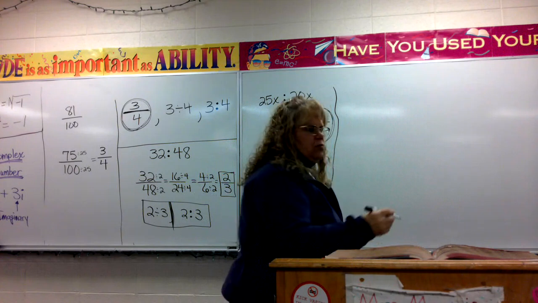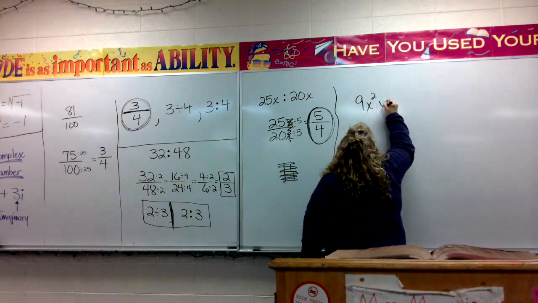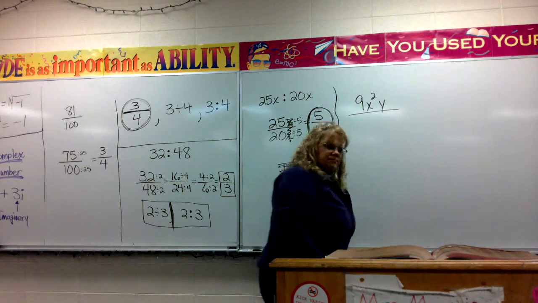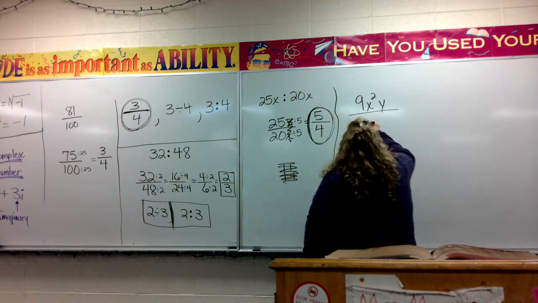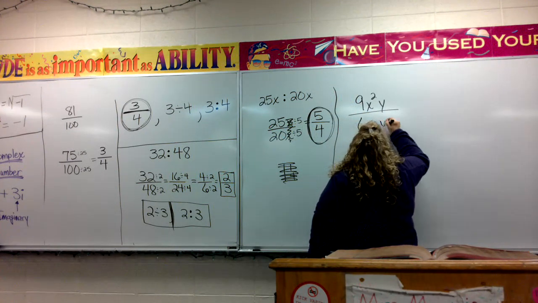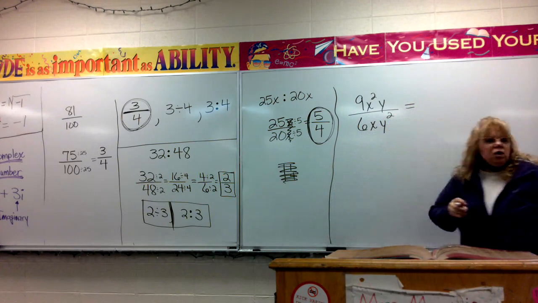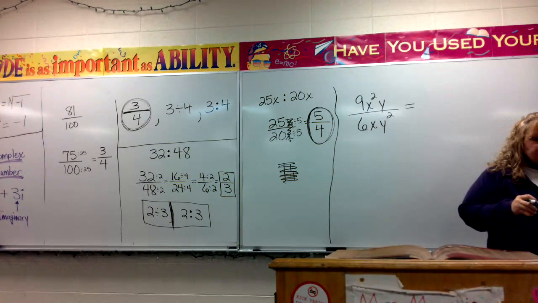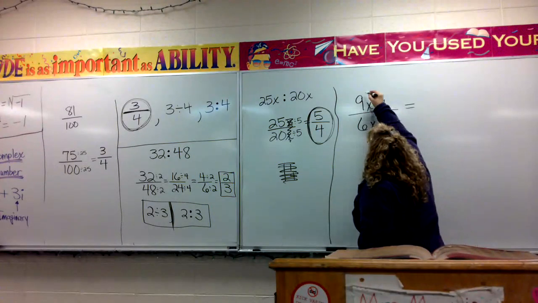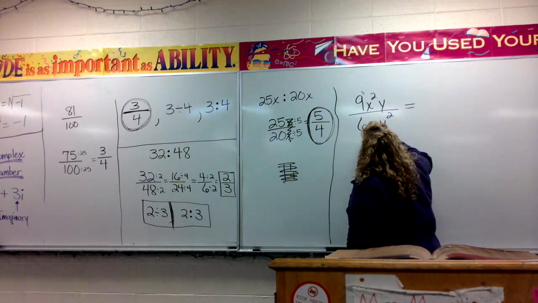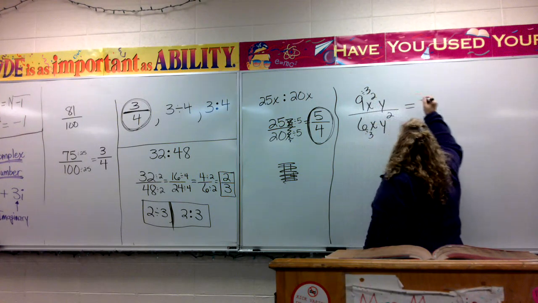How about this one? The ratio of 9x squared y to 6xy squared. Seems like we just did this stuff. What can you do to that one? A couple of things. I've got a 9 and a 6. What can I divide by? So divide by 3, divide by 3. 9 divided by 3 is?